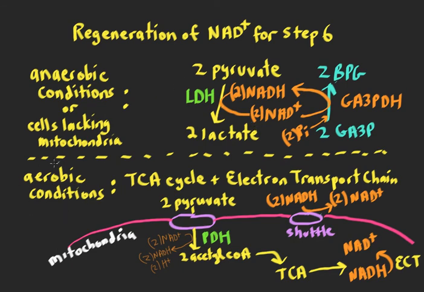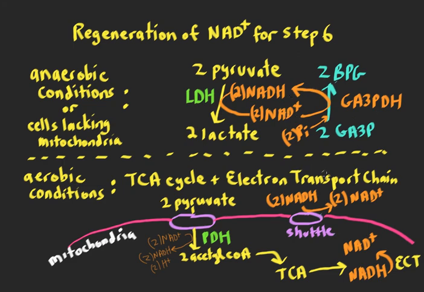Now, under aerobic conditions where we have oxygen and of course mitochondria, the pyruvate actually gets transported into the mitochondria and it gets converted to acetyl-CoA. And the enzyme it does is a very complex enzyme. It's called pyruvate dehydrogenase. This is another oxidation reduction reaction. We actually make more NADH, which is important because this ultimately will go to the electron transport chain, okay? And the acetyl-CoA goes into the TCA cycle. We make lots of NADH. We also make some FADH2, another electron carrier. And then the NADH ultimately goes to NAD+ through the electron transport chain. And so that's how we regenerate the NAD+ under aerobic conditions. Okay, so it's a very different situation than under anaerobic conditions. But the net effect, though, is that we're getting that NAD+ back so we can keep step 6 going.